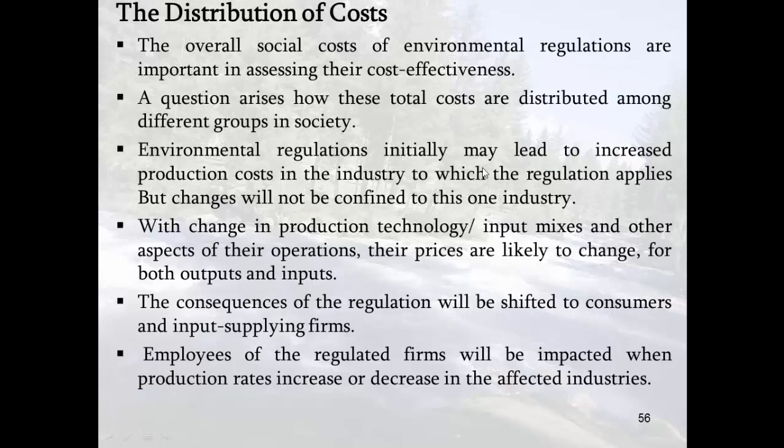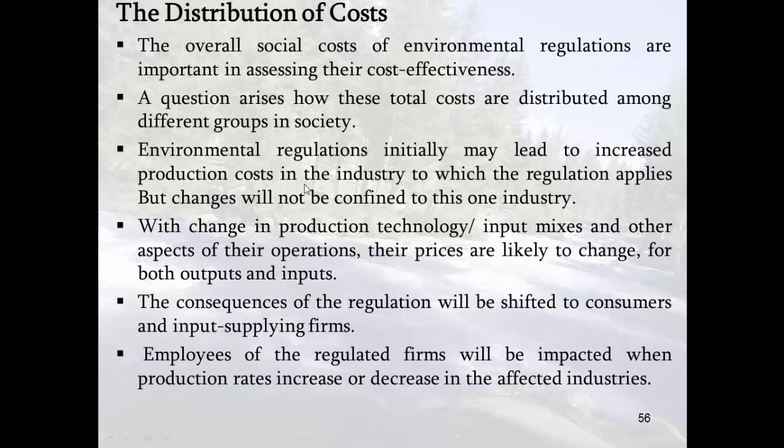Environmental regulations initially may lead to increased production costs in the industry to which the regulation applies, but changes will not be confined to one industry because it may be an input producing industry. So if the cost of production rises, definitely if it supplies the input to other industries, the prices of the output will also increase in those industries, thereby shifting the burden to the consumers. With change in the production technology, input mixes and other aspects of the operation, prices are likely to change for both outputs and inputs.